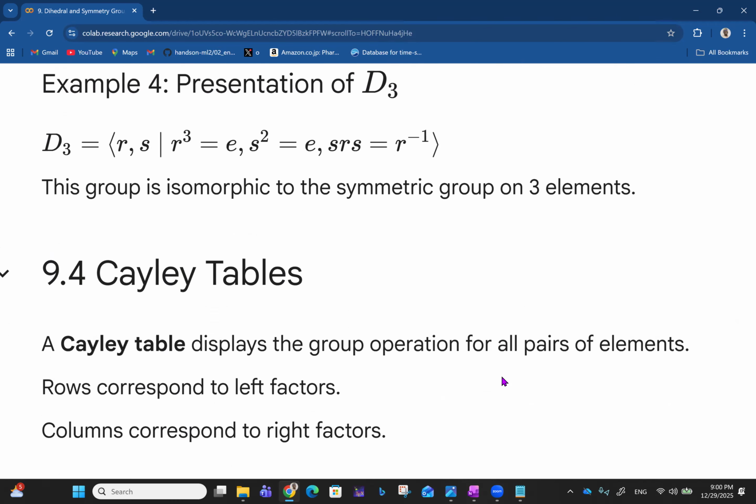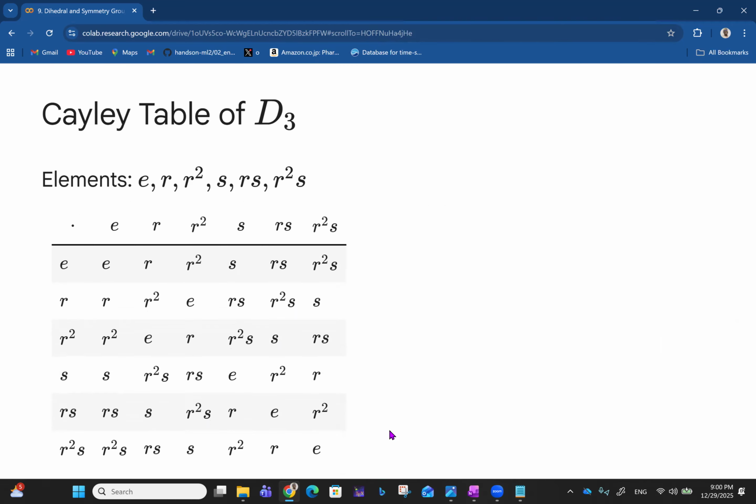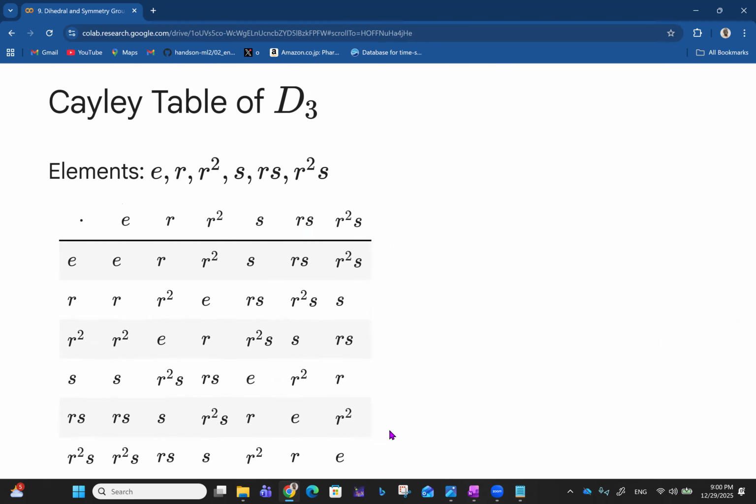The whole idea of isomorphism and all that, we'll talk about in future videos. Now we talk about the idea of Cayley tables. A Cayley table displays the group operation for all pairs of elements. So all the possible pairs of elements you can ever have. You can have rows corresponding to left factors while columns correspond to right factors. So imagine a Cayley table for D3. That's a Cayley table for an equilateral triangle like that.